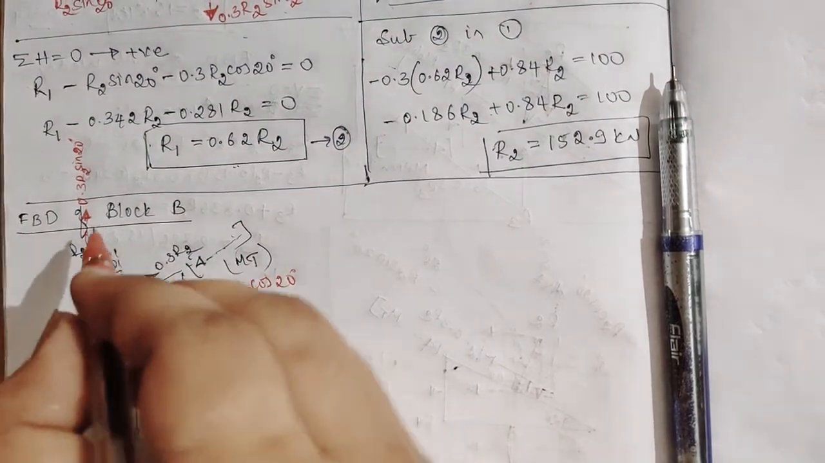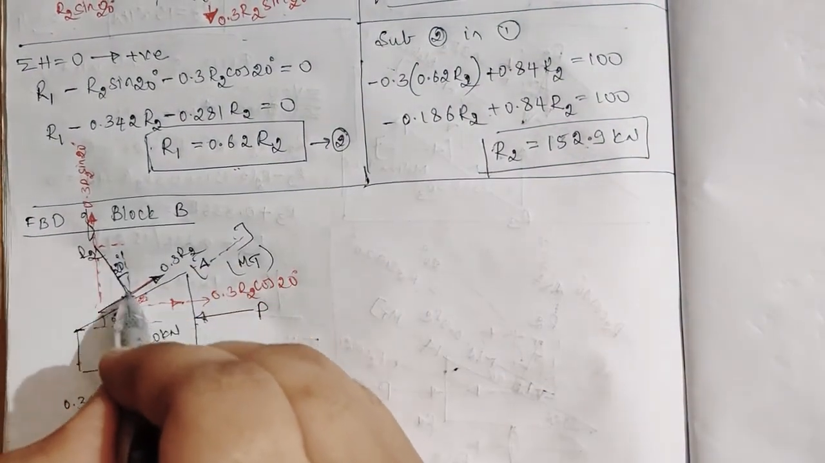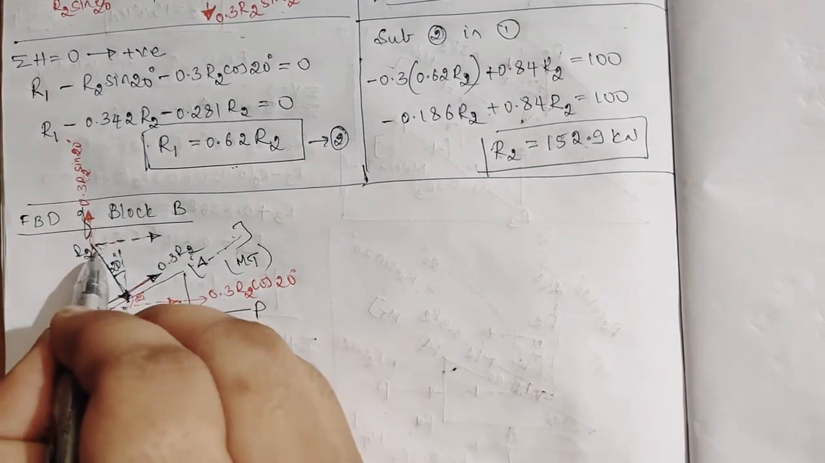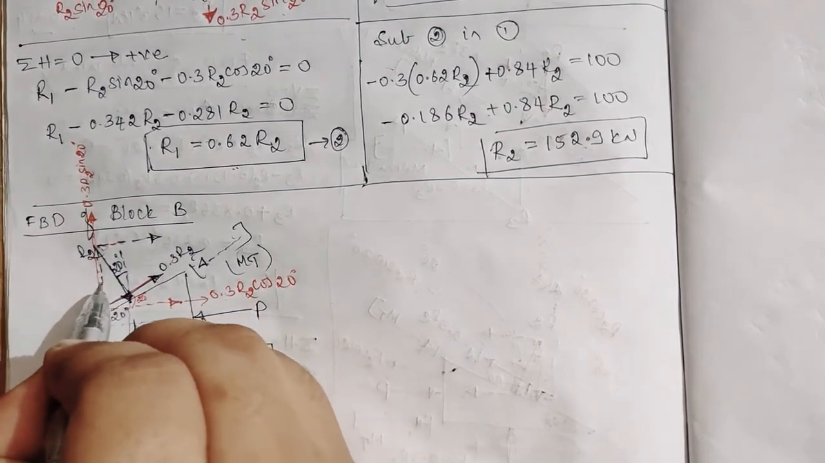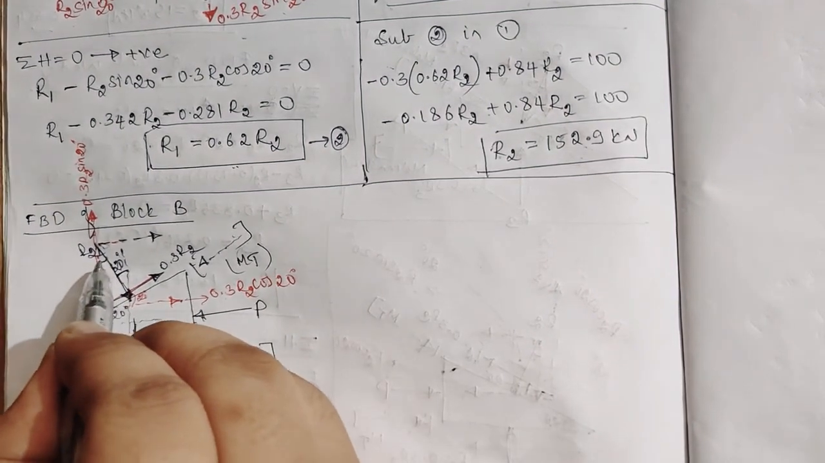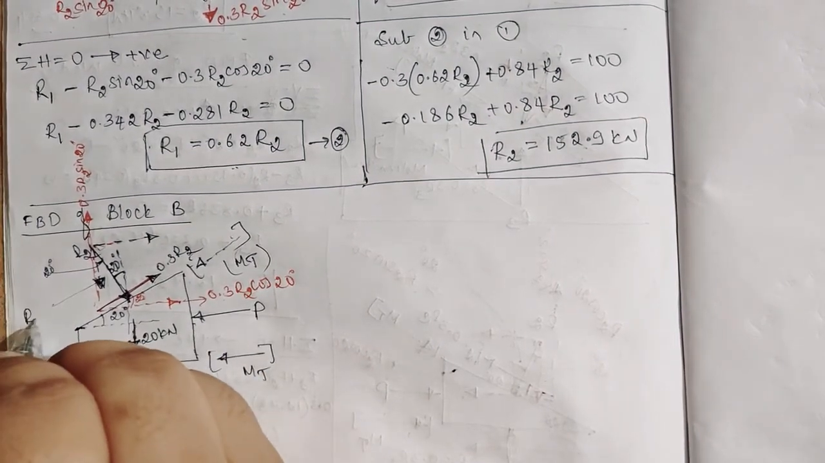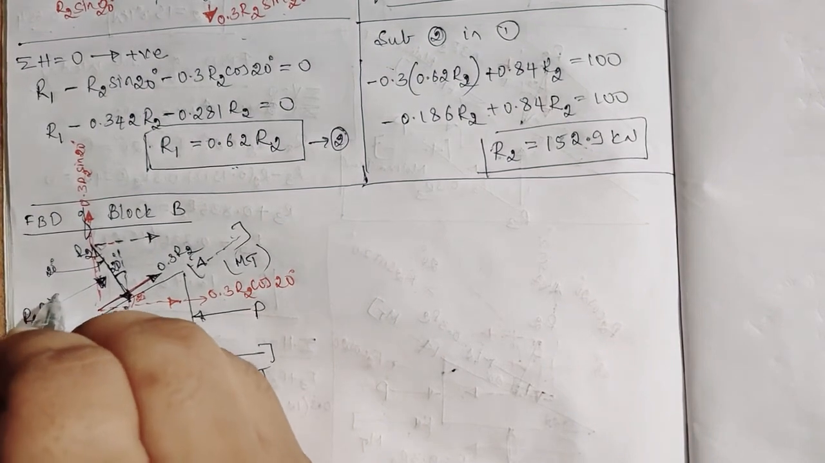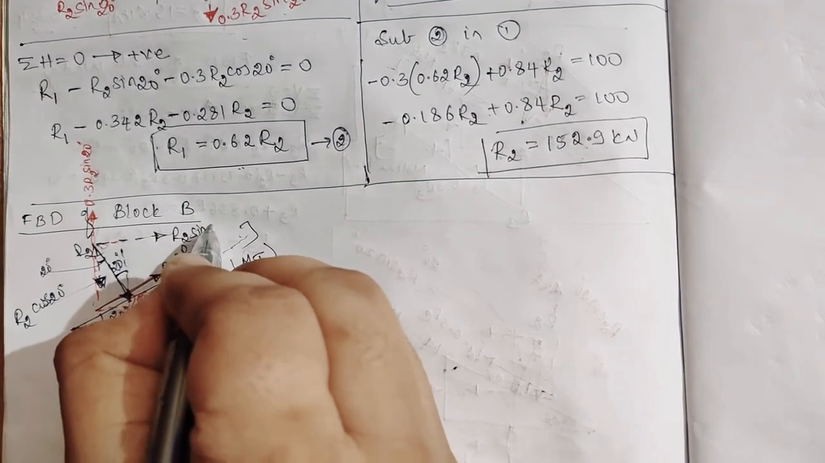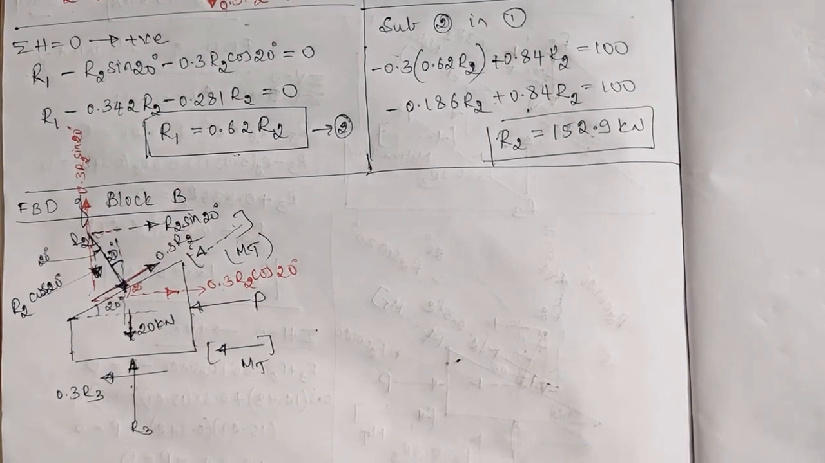Now we have to resolve this R2 force. So R2 force, so this is force, right? So this force I will make in this way, and I will make in this way, so don't confuse here. So this is 20 degree, this will be a 20 degree. So this force will be R2 cos 20 degree, and this will be R2 sin 20 degree. Correct.